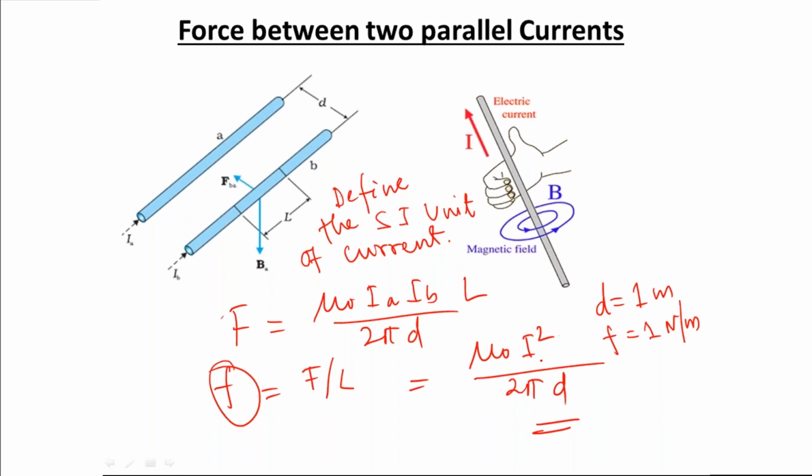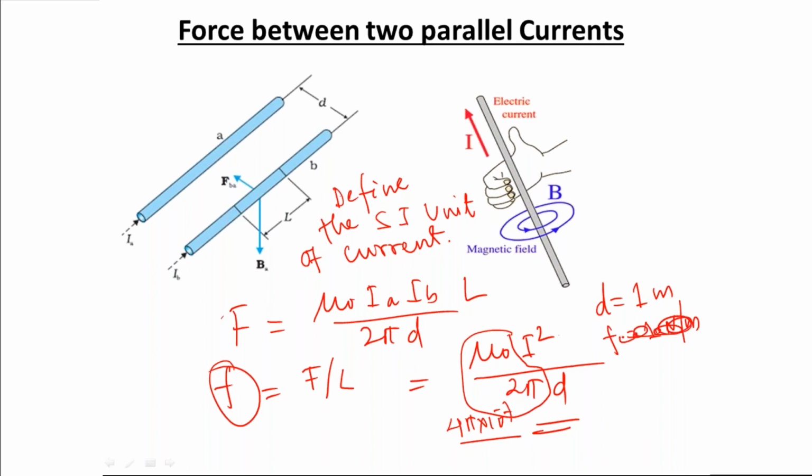So if two parallel wires are kept 1 meter away, then the amount of current flowing through both of them will produce a force between them. How much force? This much force. So mu naught means 4 pi into 10 to the power minus 7. So how much force will it create?